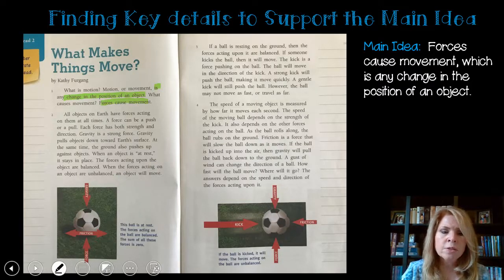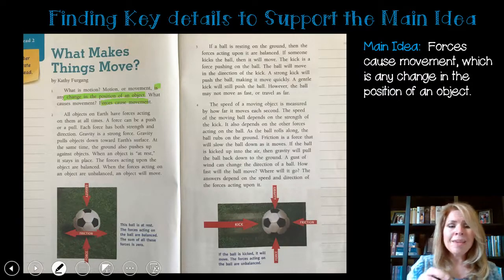Gravity is a strong force. Gravity pulls objects down towards Earth's surface. At the same time, the ground also pushes up against objects. When an object is at rest, it stays in place. The forces acting upon the object are balanced. When the forces acting on an object are unbalanced, it will move.